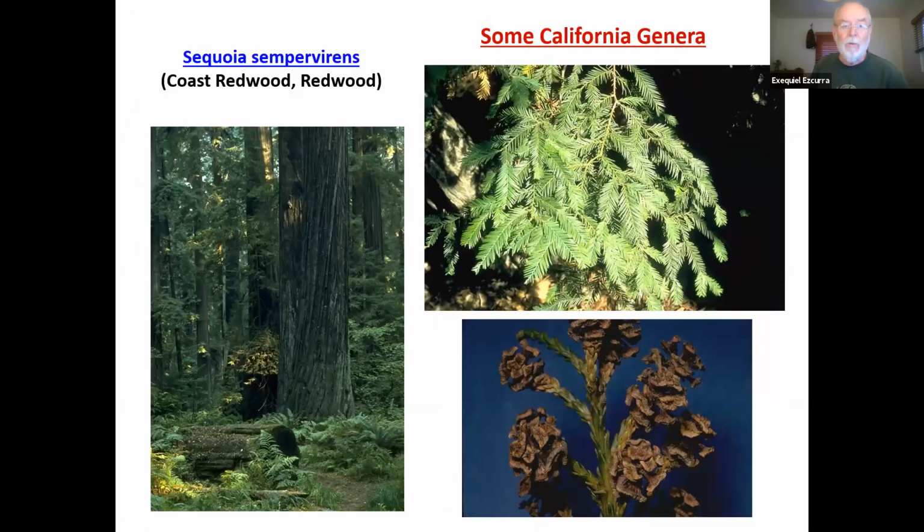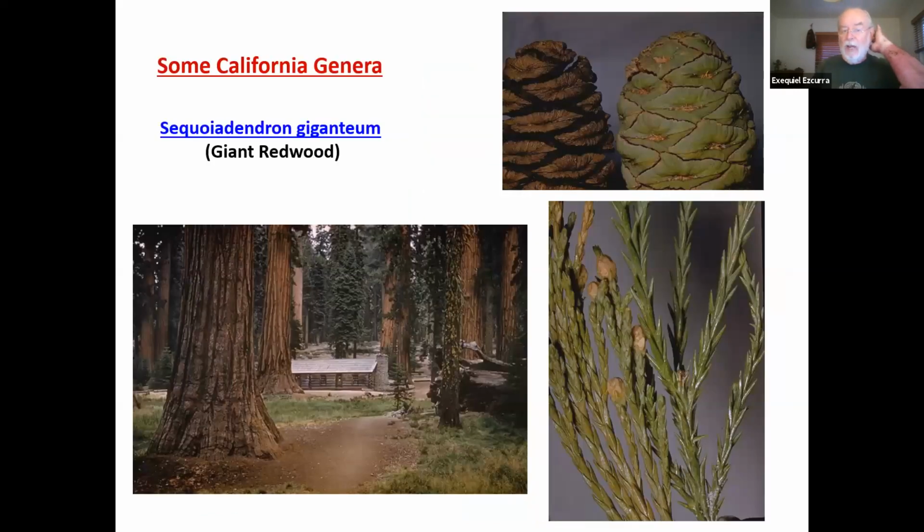Of course, the coastal redwood, or simply the redwood, Sequoia sempervirens, is probably the emblem of California. It's a wonderful tree. It's the tallest tree in the world. And we have some parts of Riverside, like Redwood Street, planted with tall redwoods, and it's really pretty. And of course, the giant redwood in the high Sierras, you will find them if you go to Yosemite or to the Redwood National Forest.